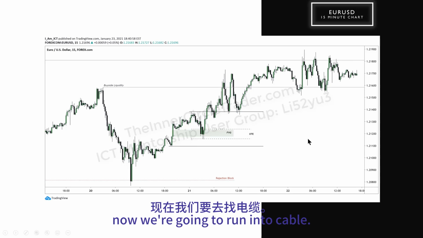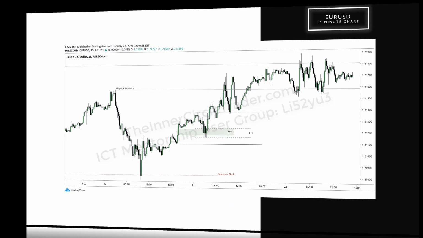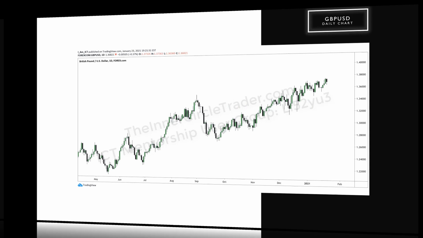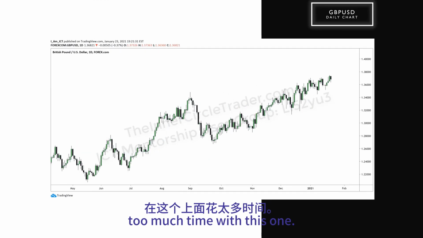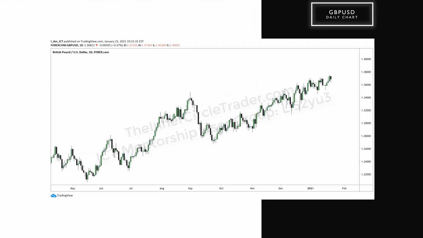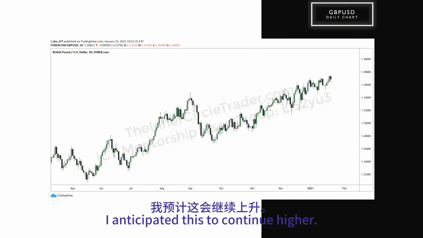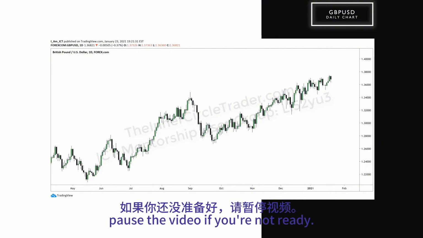And now we're going to run into cable. All right. Again, I'm not going to spend too much time with this one. I anticipated this to continue higher, but before we show the annotations, pause the video if you're not ready.